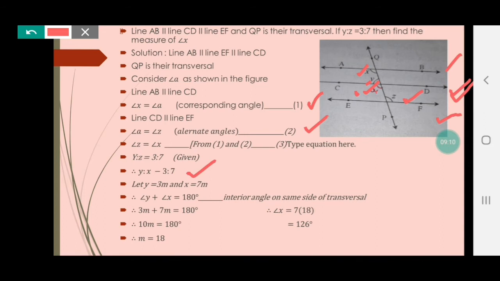Now we will consider one of the common multiples as m. So the measure of y will be equal to 3m and the measure of x will be equal to 7m. So angle y plus angle x is equal to 180 degrees as they are interior angles on the same side of the transversal. Okay. So here 3m plus 7m is equal to 180 degrees. 3m plus 7m is 10m equal to 180 degrees. So what will be the value of m? The value of m will be equal to 18 degrees, right?